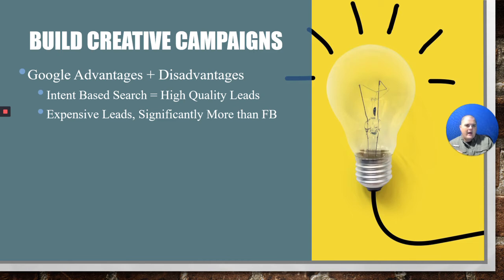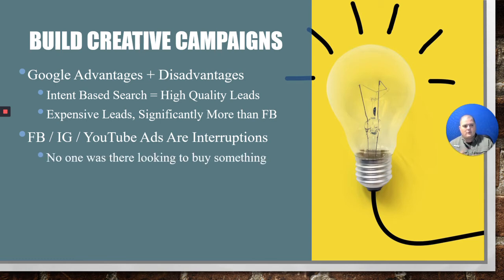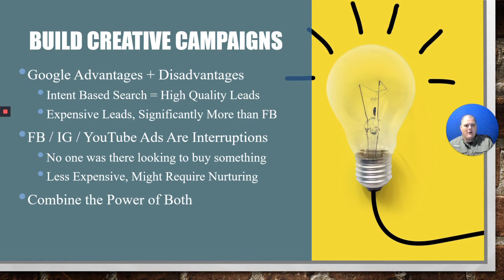If you look at it like that, why is it more expensive? Well, Facebook, Instagram, and YouTube are interruption ads. You're just interrupting somebody that was doing something else. So nobody came to Facebook or Instagram looking to buy something. They were visiting that platform for the social media perspective of it. So it's less expensive to advertise to those people, but it's because it's less intent-based. It's a less high-quality lead. So it might require some nurturing to get them to a buying process. Not saying you shouldn't do it. There are some awesome advantages in that. But what I'm saying is you should look at combining the power of both.